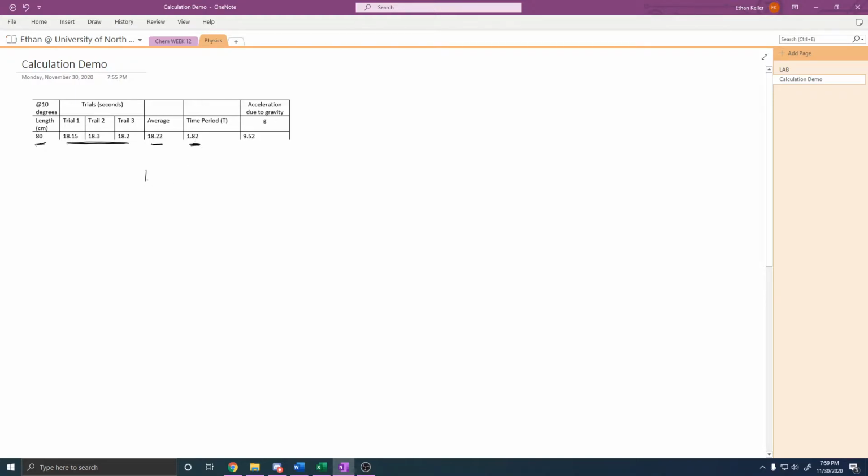One oscillation. So we have 18.22 divided by 10 oscillations, right? So that's going to give us, obviously we just moved the decimal place over 1, and that gives us our time per 1 oscillation, right? And that's important because that's our period.